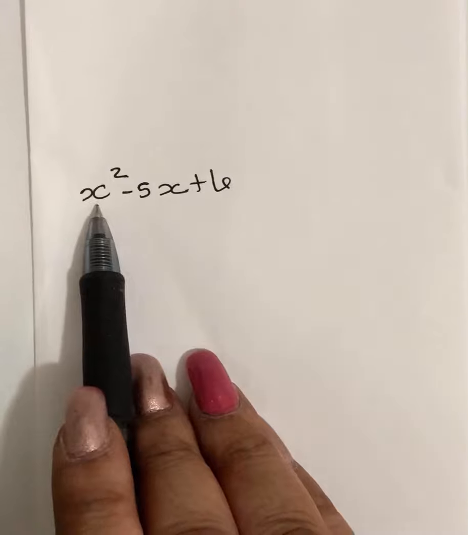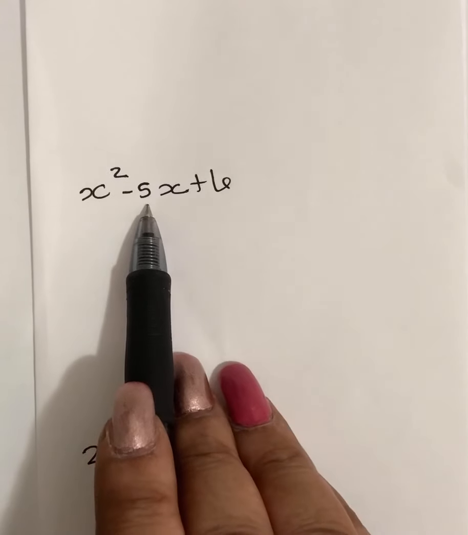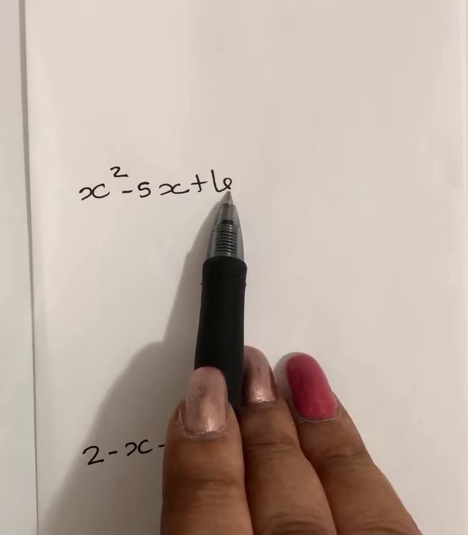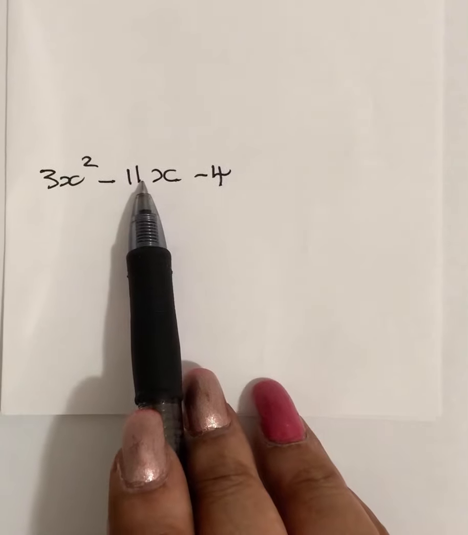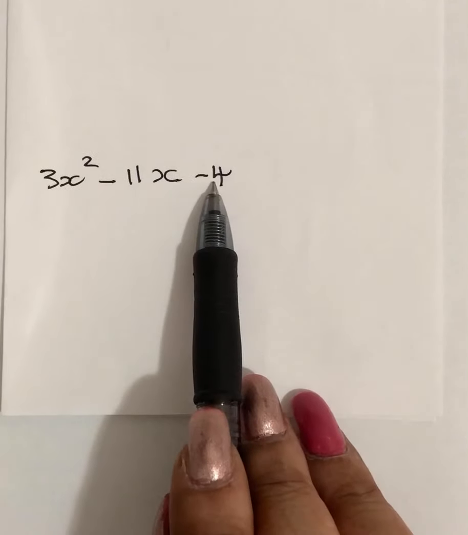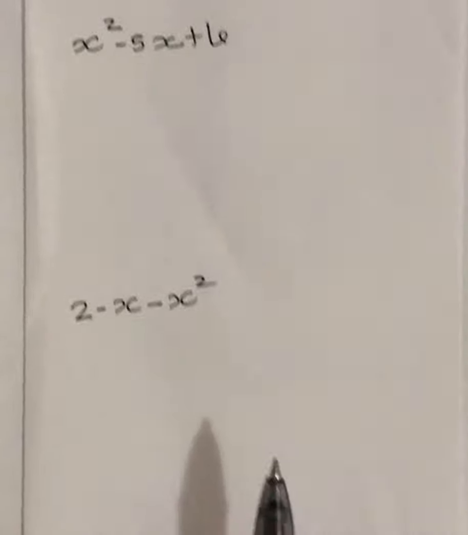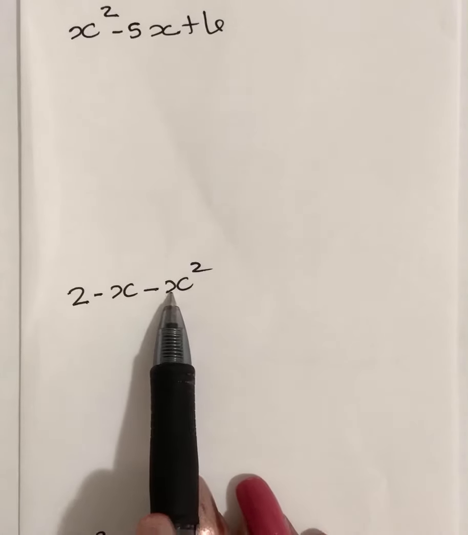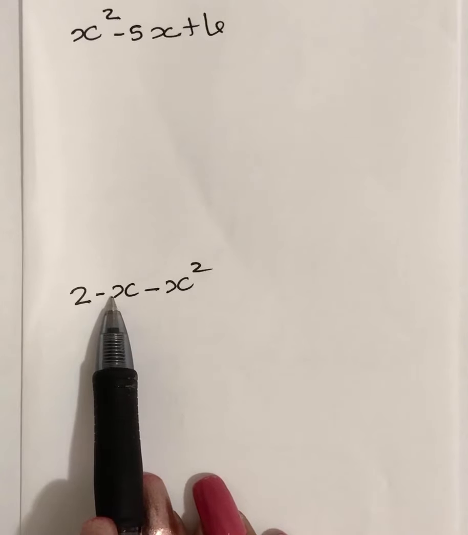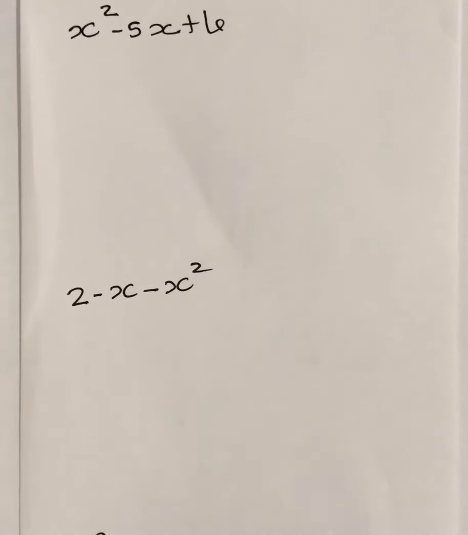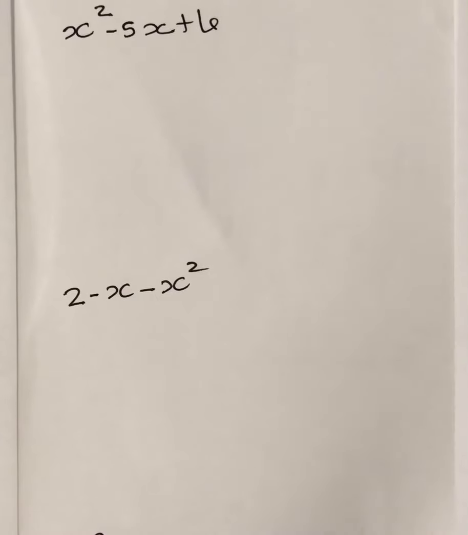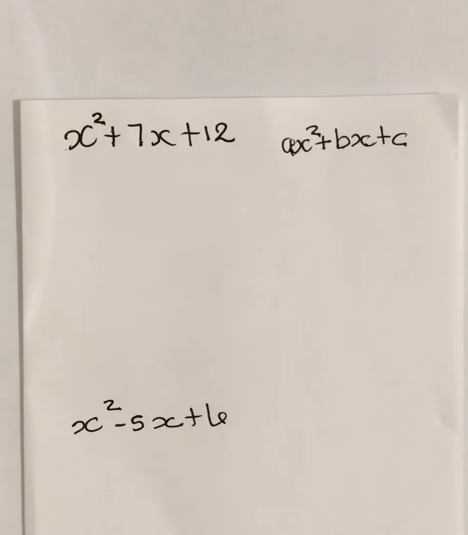In this case, A will be 1. B is going to be minus 5 and C will be 6. A, 3, B, negative 11, C, negative 4. And in this case, A is negative 1, B is negative 1, and C is 2. You may notice the order is in the reverse way. It really doesn't matter. Once we go through our work and we do so logically, we are going to see our solutions come out to be the exact same.